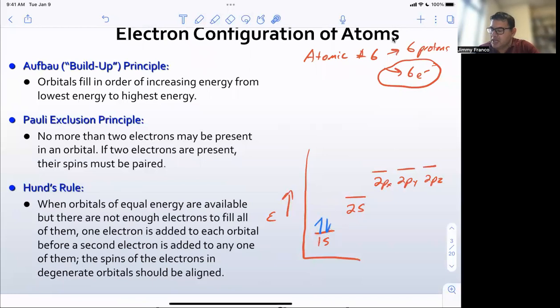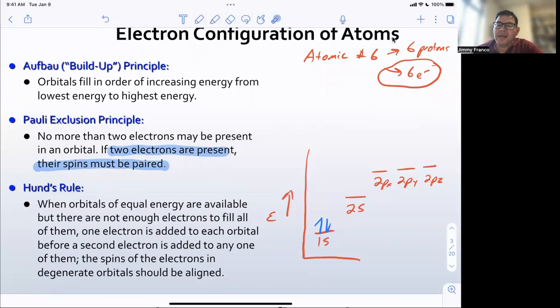The second one says there can't be any more than 2 electrons in any orbital. So what we just said, that it can only ever have 2 electrons. That's why there's only 2. Just a fancy way of saying they can only hold 2. All right, so not too bad. The last thing this one says is if there are 2 electrons, their spins must be paired.